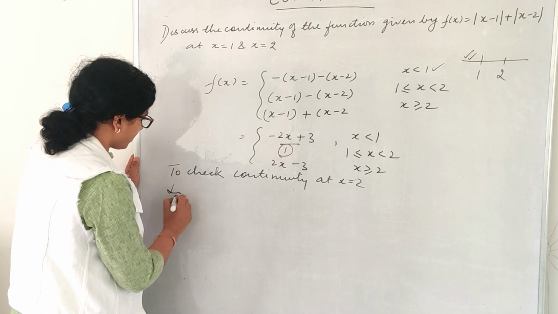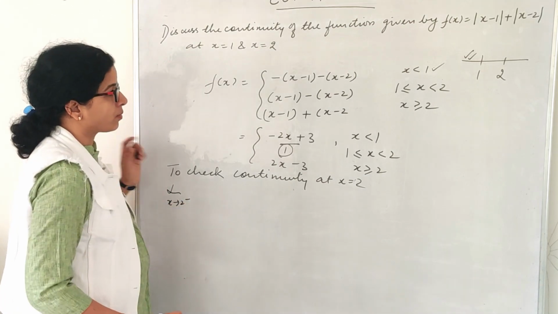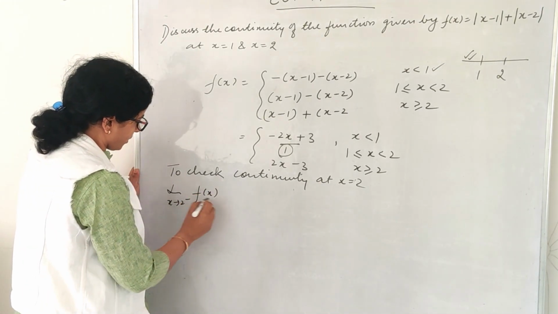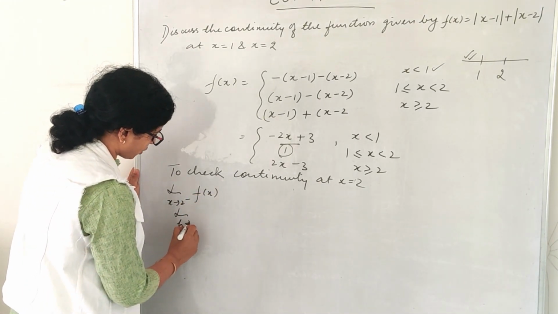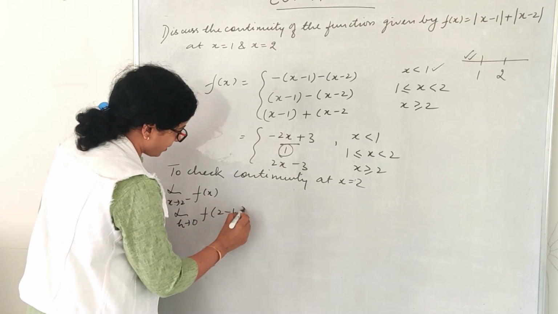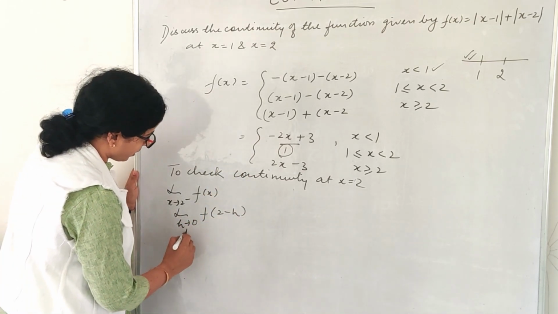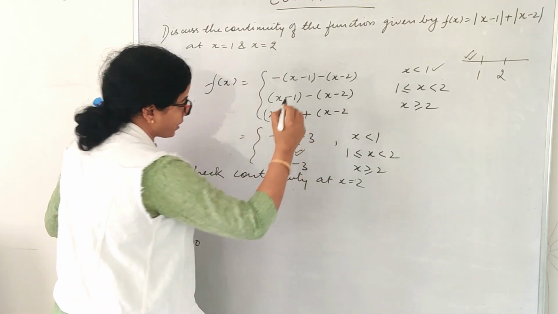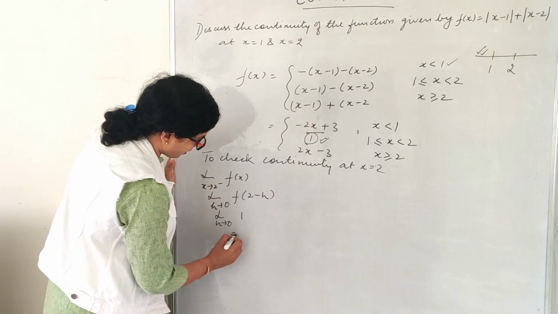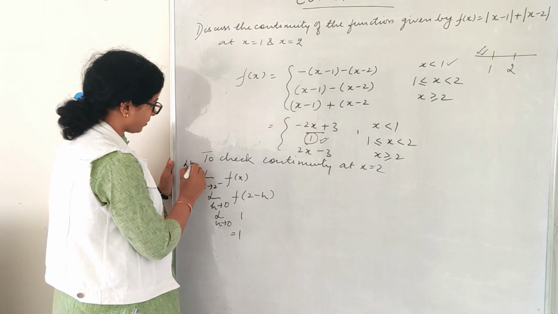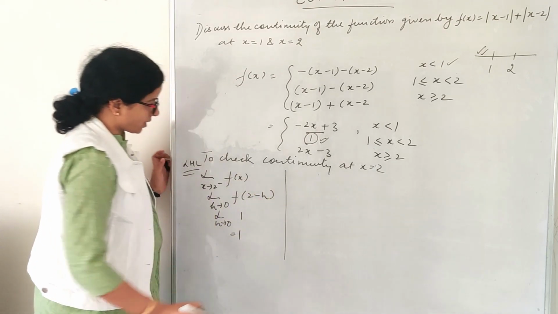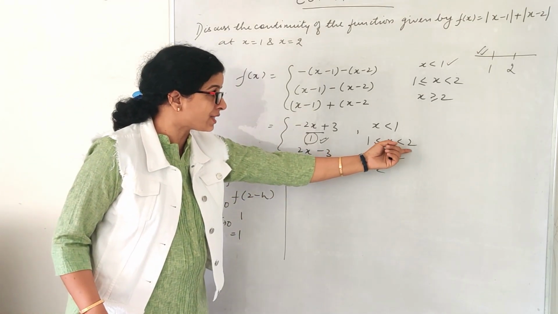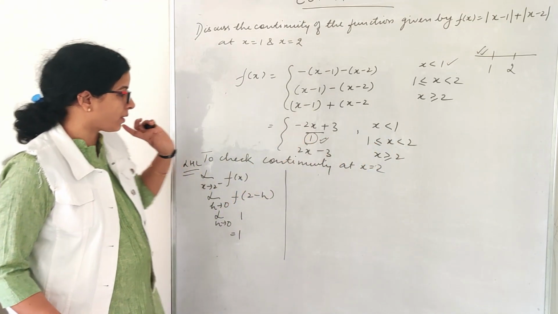So limit x tends to 2 negative we are talking about, because we are discussing at 2, so left hand limit will be 2 negative f(x). So limit h tends to 0, f(2 minus h), right? Now h tends to 0, less than 2. What is the value of the function? 1. This is my left hand limit, right? The value of the left hand limit is 1, because my function for less than 2, 2 negative, will be 1.